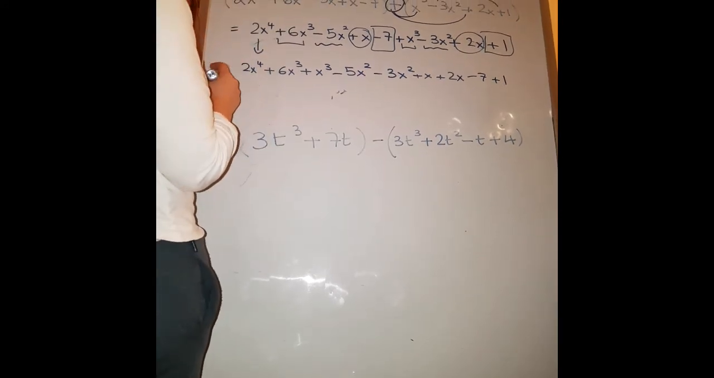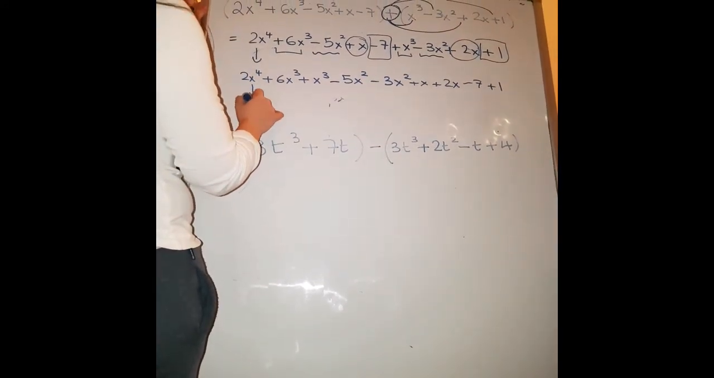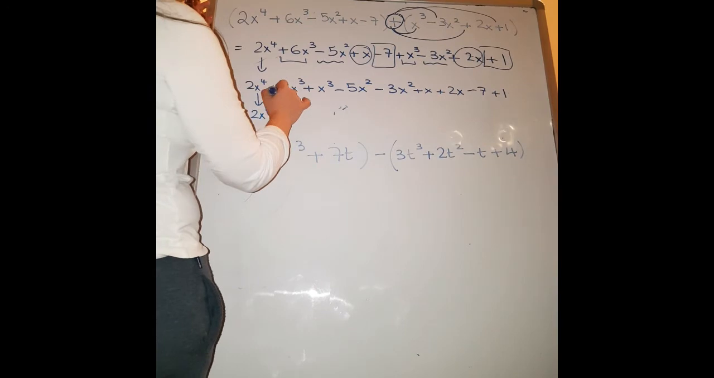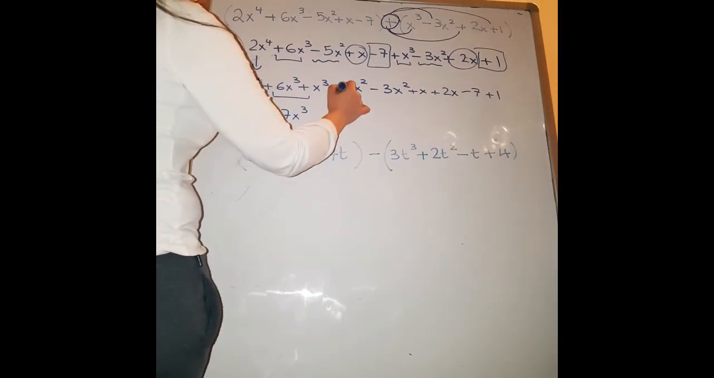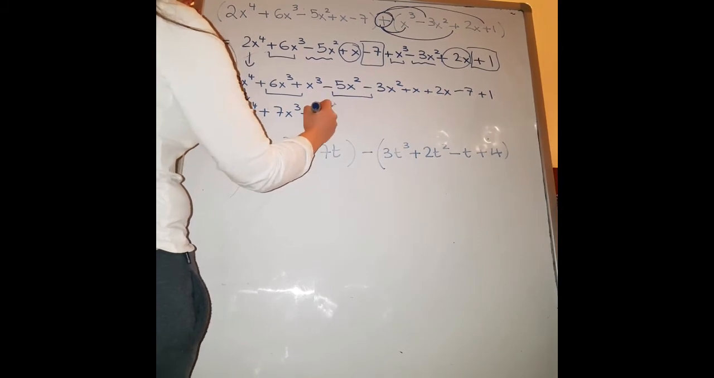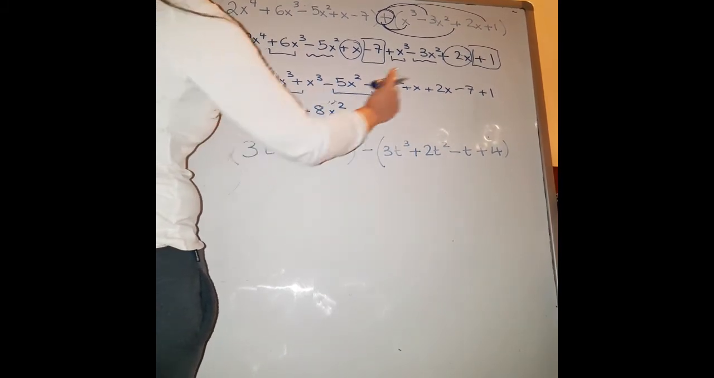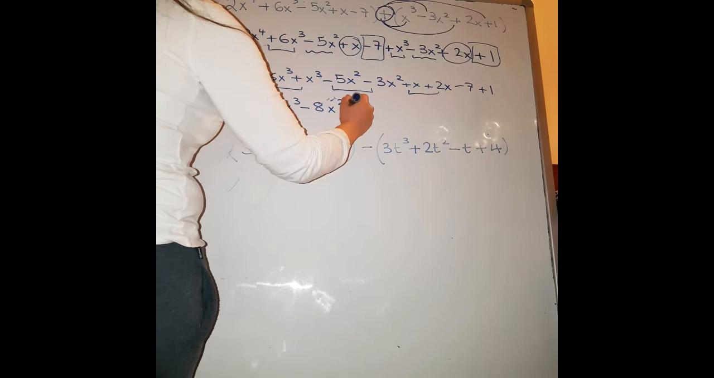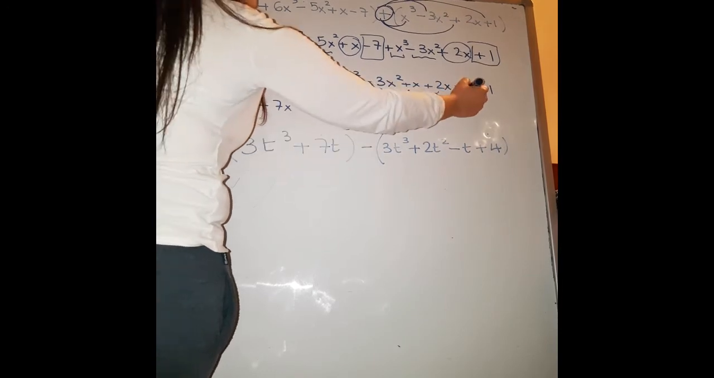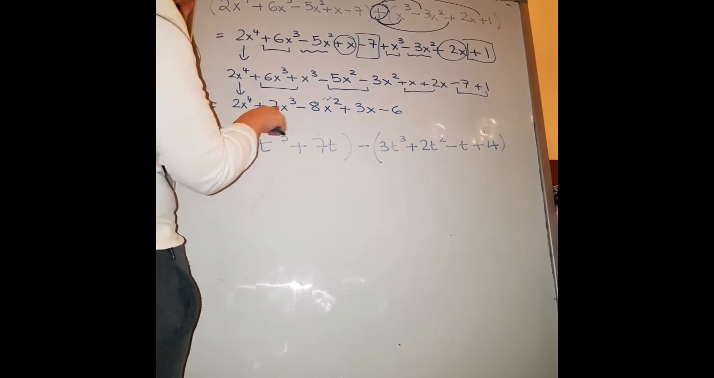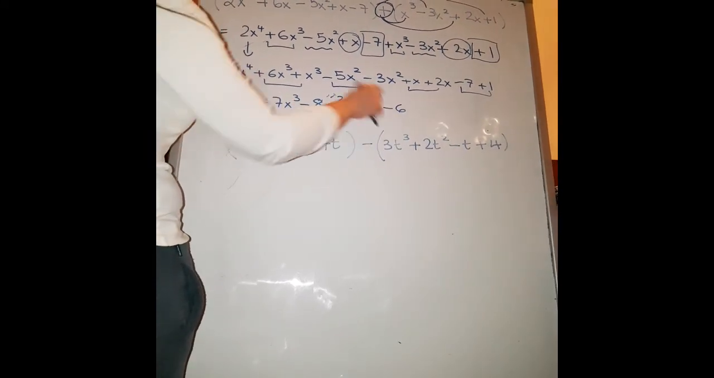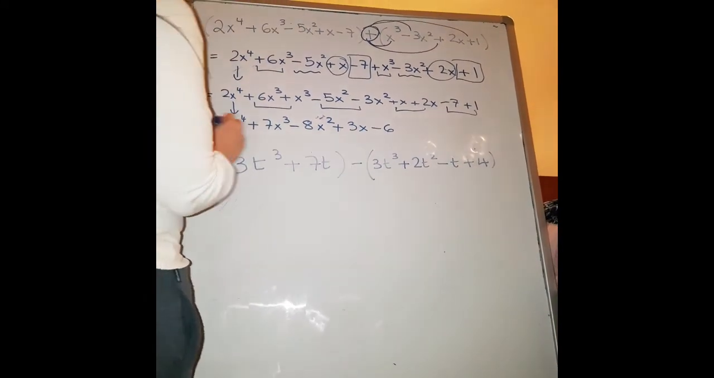And now I start adding and subtracting. This does not have a like term, I bring it down as it is. Plus 6 plus 1 gives me a plus 7x to the third, minus 5 minus 3 gives me a negative 8x to the second, plus x plus 2 is a plus 3x, negative 7 plus 1 is a negative 6. Is it in standard form? 4, 3, 2, 1, 0, yes, and that's my final answer.